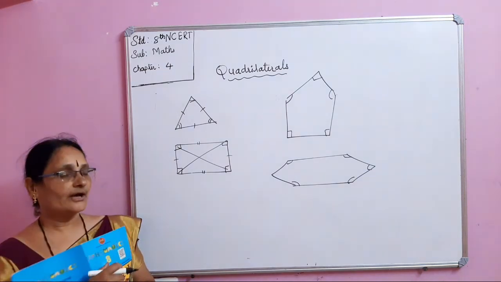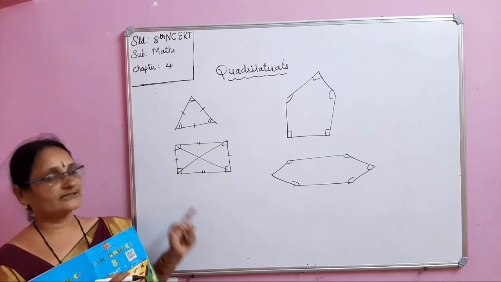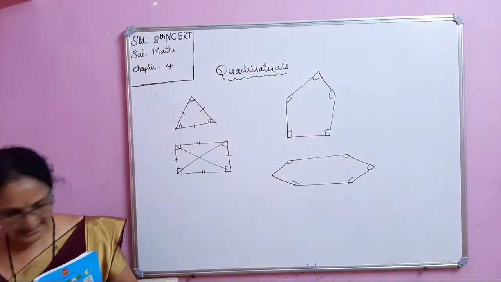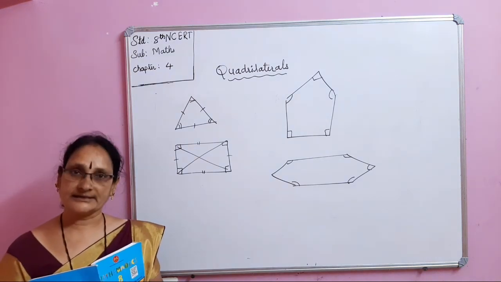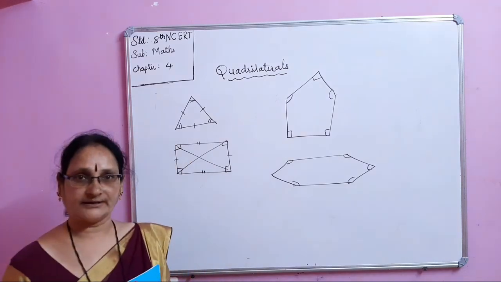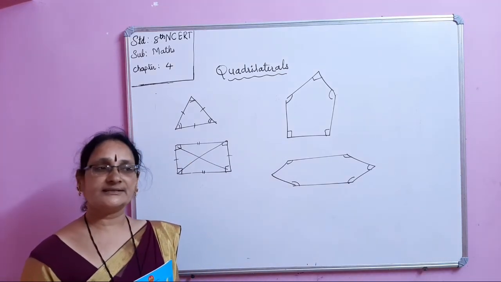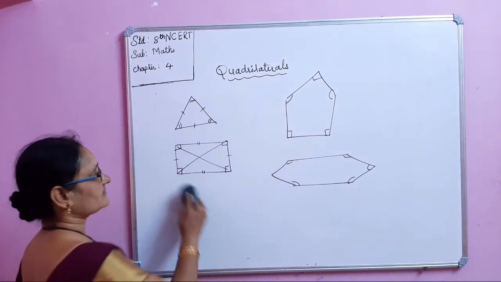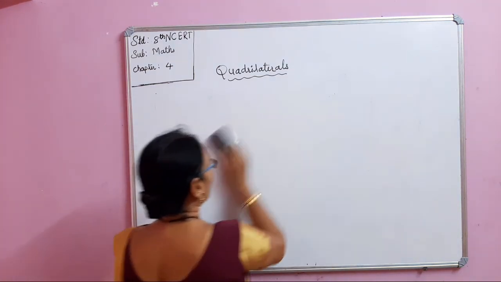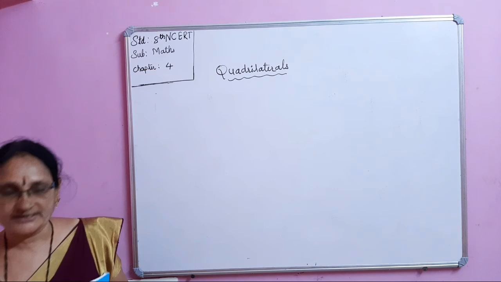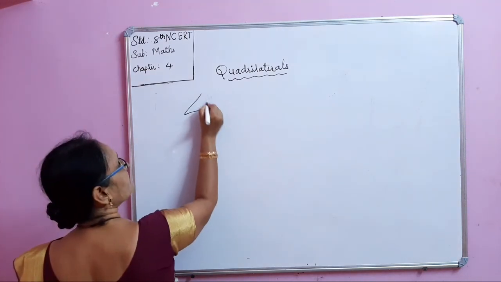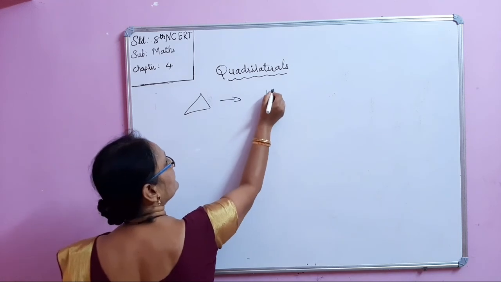And you know the angle sum property. Even the triangle has the angle sum property. What is that? The sum of the three angles of a triangle is 180 degrees. In the same way, in quadrilaterals, the four-sided figures, the angle sum property is that the sum of the four angles must be 360 degrees. That one point you have to keep in mind. In the triangle, the sum of the three angles is 180 degrees.